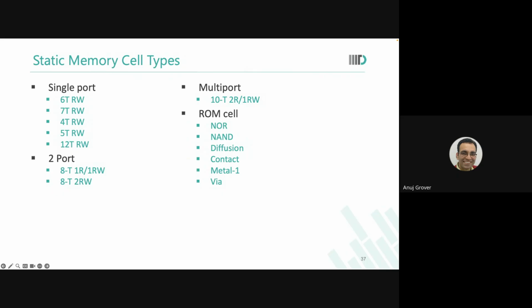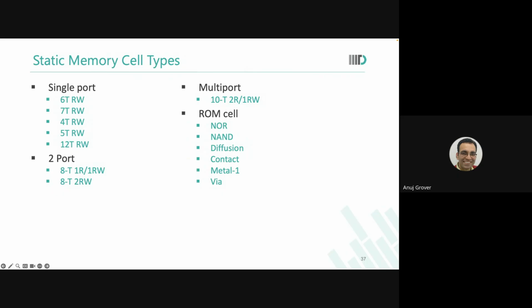Are you with me? So over here in this slide, RW means this cell allows read and write both. So 6T, RW means one read-write port. Now look at the two-port one. First, 1R, 1RW, one read-write. What does this mean? There are two ports. One port you can only read. The other port you can read and write both.